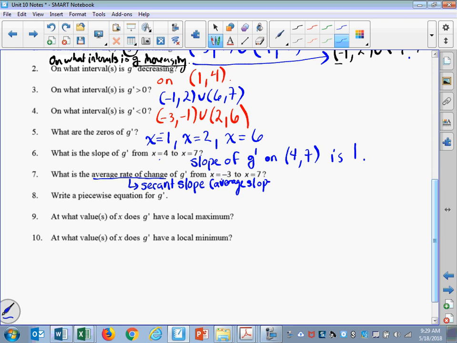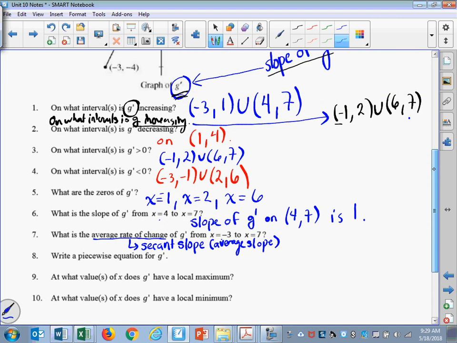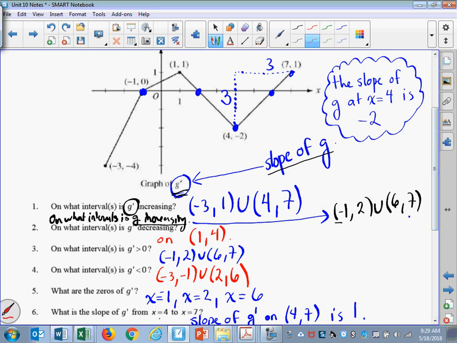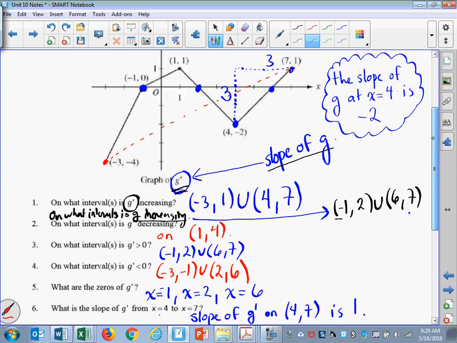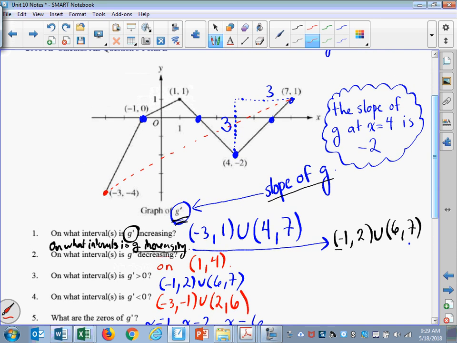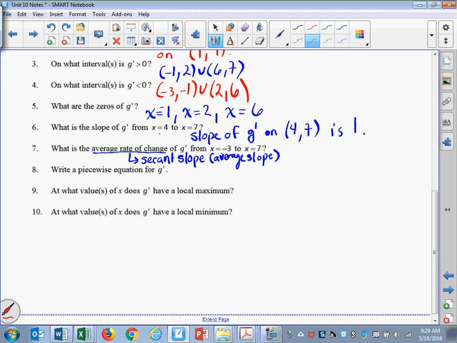So what we want to do is find the slope from this point all the way to 7. I think they say from -3 to 7. Is that what they say? Yes. So we want to do rise over run again. So rise up 5 and run 10. So the average rate of change is rise, which is 5, over run, which is 10. So average rate of change, secant slope, is equal to 5 over 10, rise over run, which is 1/2. That's the average slope, or the average rate of change of g prime on the interval.